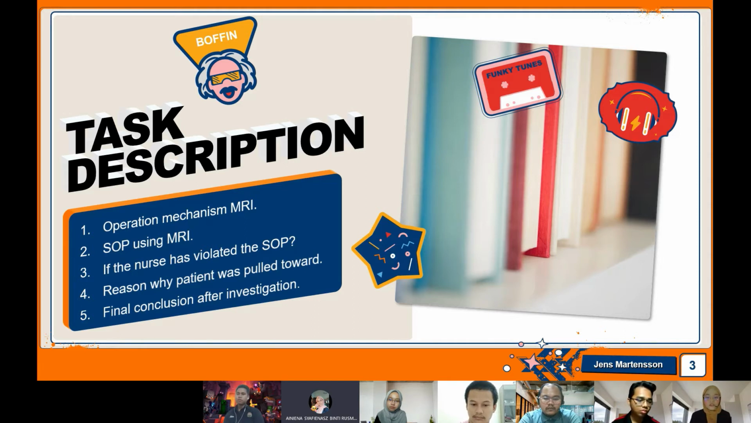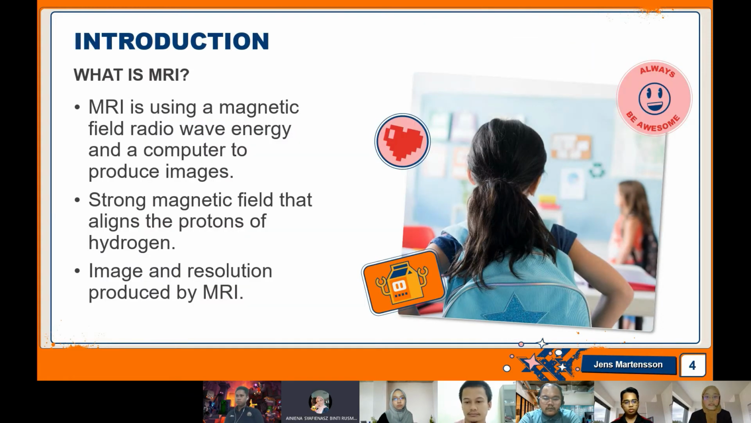An investigation was conducted. As MRI specialists for that modality, we are required to find out the causes and any procedural missteps based on several tasks. Number 1 is the operational mechanism of MRI by using a magnetic field. Number 2 is the safety standard operating procedure, SOP, when using MRI. The third point is whether the nurse has violated the SOP and the reason why the patient was pulled toward the modality, and the last is the final conclusion after the investigation. Next, the introduction will be done by the task.